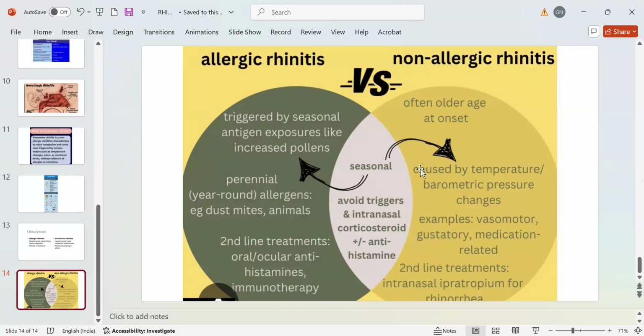These can trigger it. Some medications like nasal decongestants, ACE inhibitors, NSAIDs, birth control pills, OCPs, and antidepressants, sedatives. These all can cause non-allergic rhinitis. So it is mainly seen in menopausal women and pregnant women.